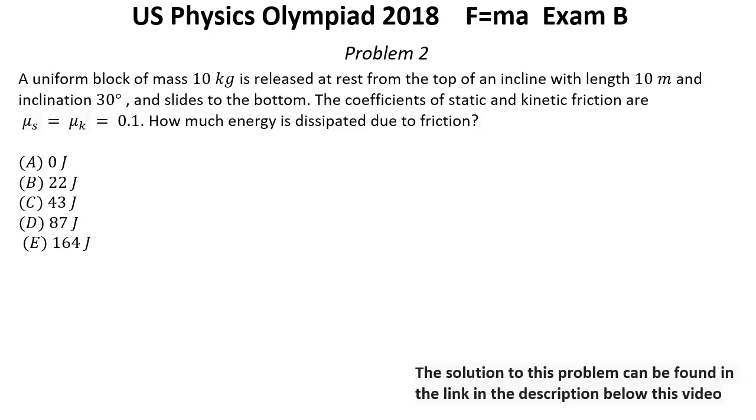Solution for problem number 2. To solve this problem, we need to find the work done by the force of friction, and this work equals the force of friction multiplied by the distance, which is 10 meters. We have this expression: work equals the force of friction, which is mu k multiplied by mg cosine theta, multiplied by the distance L. After putting in numbers, we have 87 joules. This is answer D, and this is the correct solution for problem number 2.